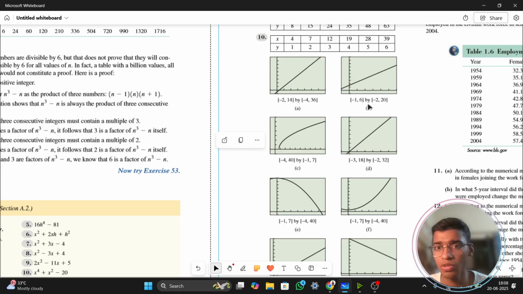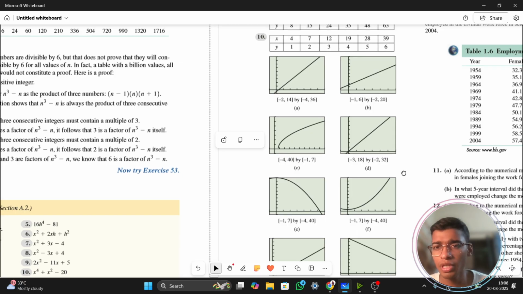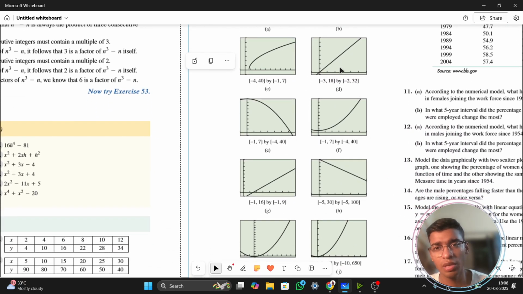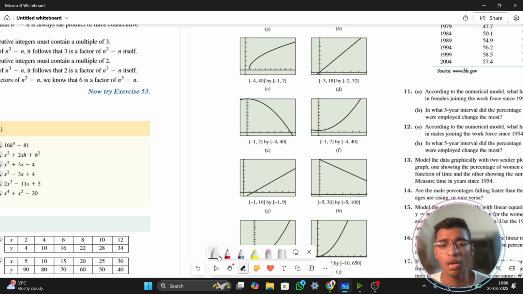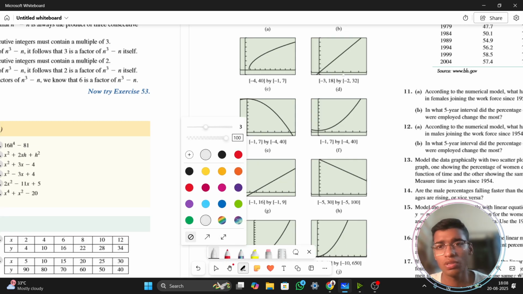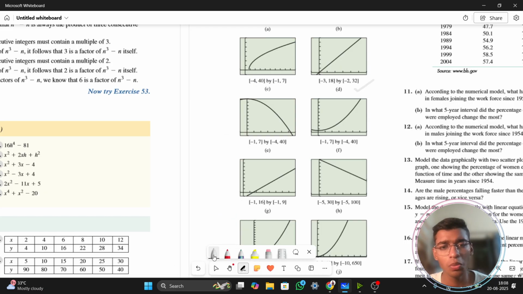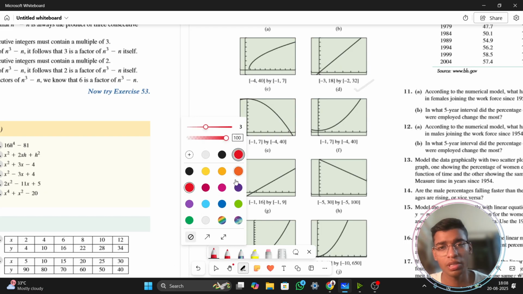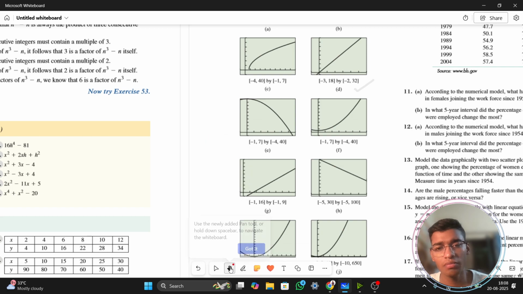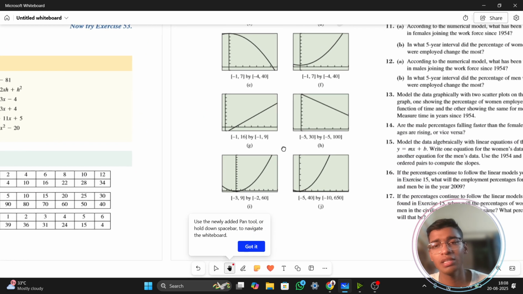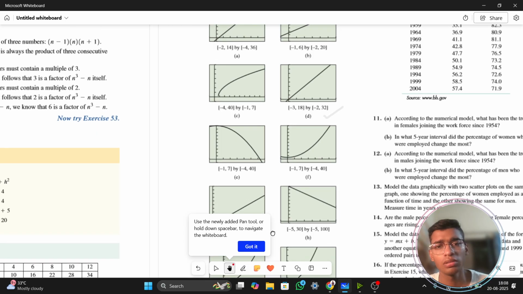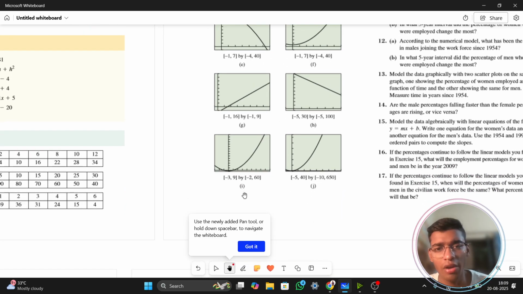This is not following. B is also not following. C is also not passing through the origin. Let's check D. D is passing through the origin, so it is a point of interest. Let us mark it as a point of interest. Let's see what others are. None other is passing through, but we have I and J, which are also passing through the origin.